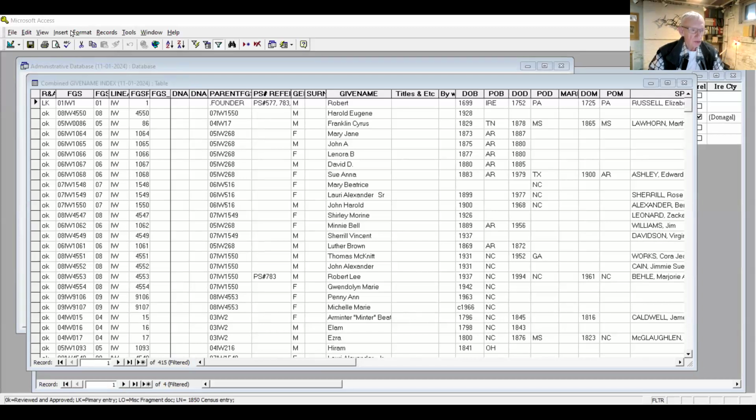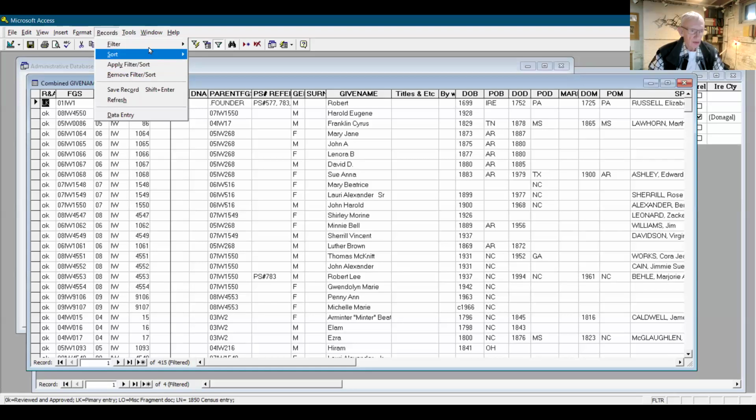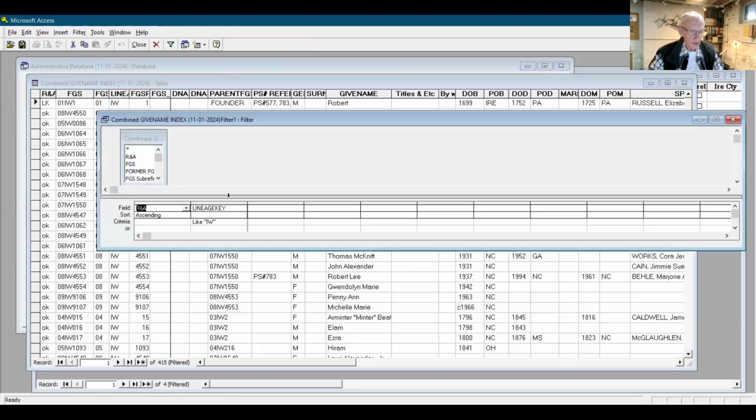Now, what I don't understand is, let me just check something here. Records, all right, let's see, filter, okay. Oh, that's where it's wrong, okay.